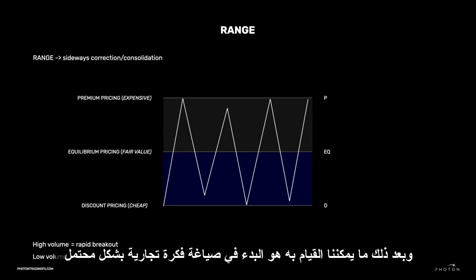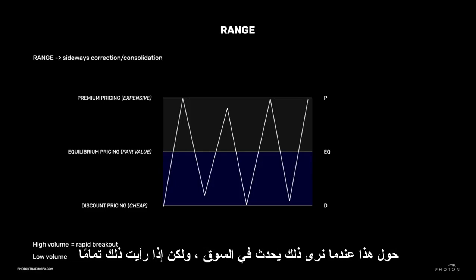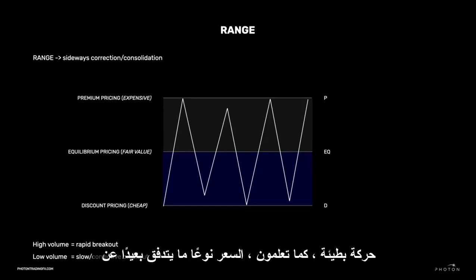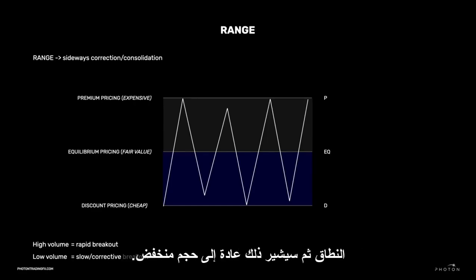And then what we can do is start to potentially frame a trade idea around this when we see that occur in the market. But if you see quite slow movement, where price just trickles away from the range, then that will typically suggest low volume, and that there hasn't been that really significant imbalance between supply and demand, which is what we are looking for.